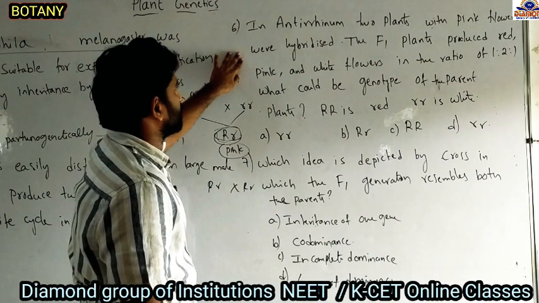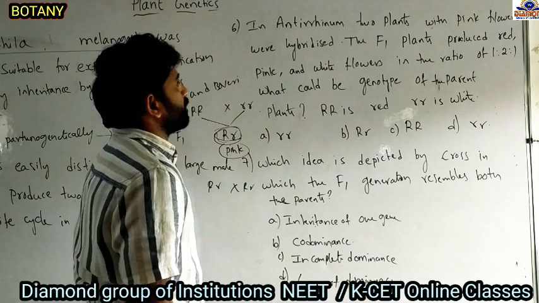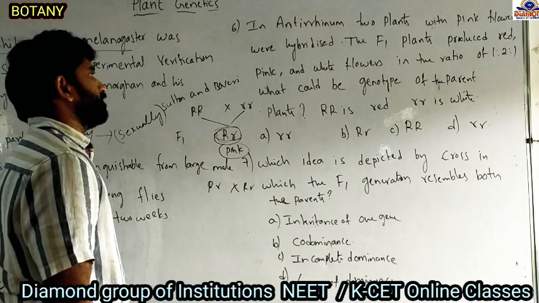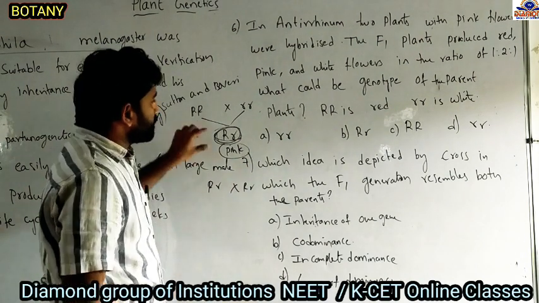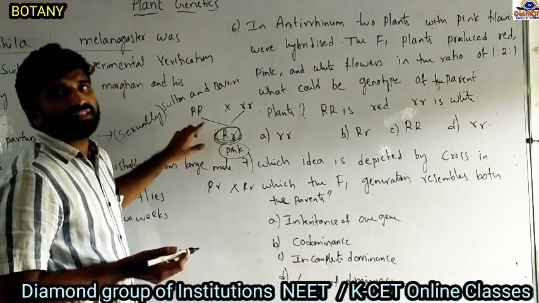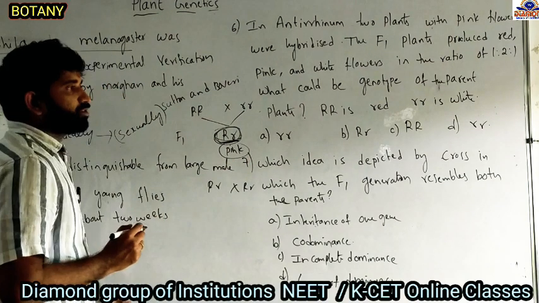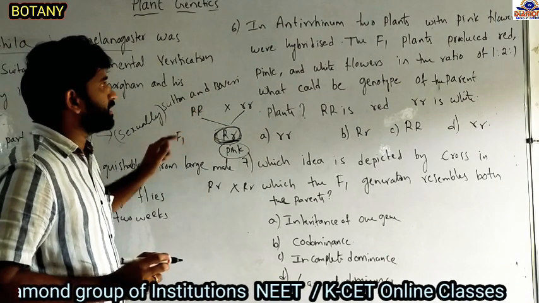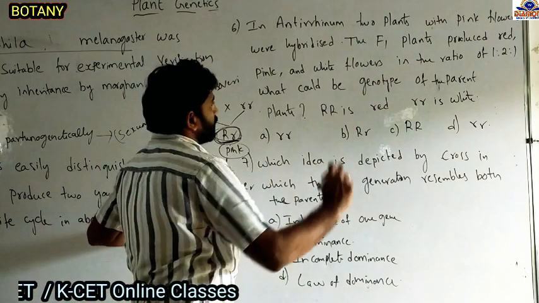The F1 plants produce red, pink, white flowers. The ratio is 1 is to 2 is to 1. What would be the genotype of the incomplete dominance producing flowers in the F1 generation? It is capital R and small r. So the two characters, R will not express, intermediate characters will form in the F1 generation. So the ratio should be present as 1 is to 2 is to 1.